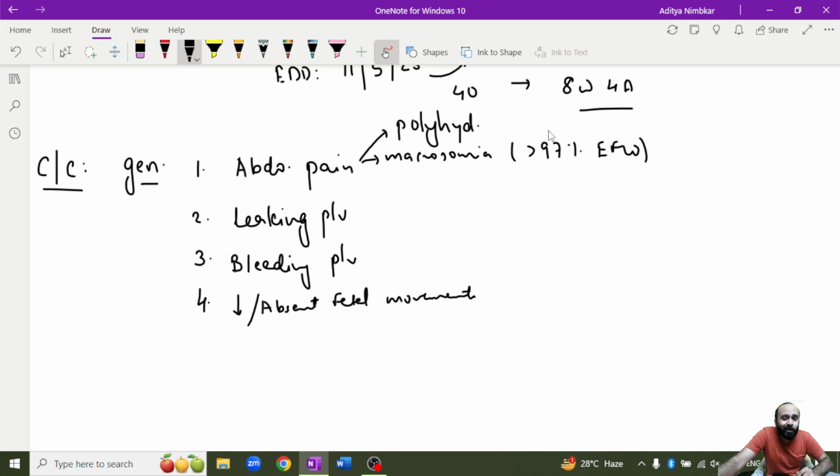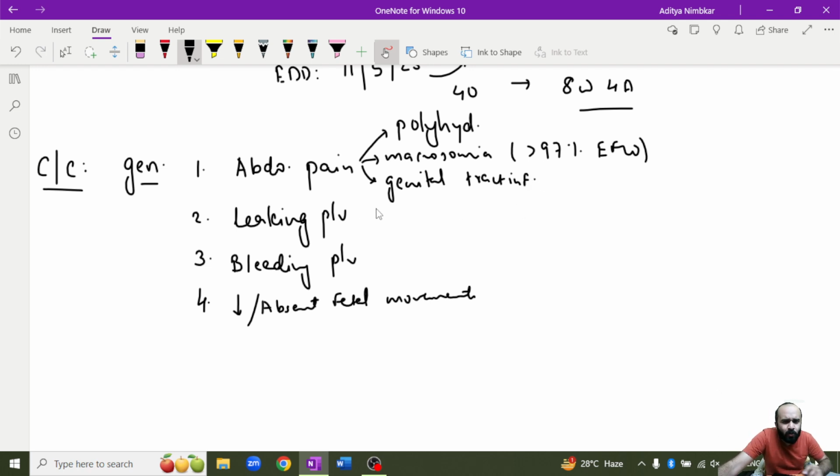Similarly, what do you call as IUGR or fetal growth restriction if the estimated fetal weight is less than 3rd centile? Great. The next point is going to be if she is having any infection, so genital tract infection that has led to preterm labor. Great. The next point is going to be leaking per vaginum.